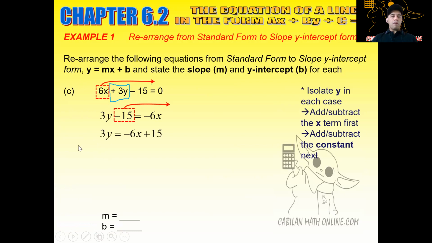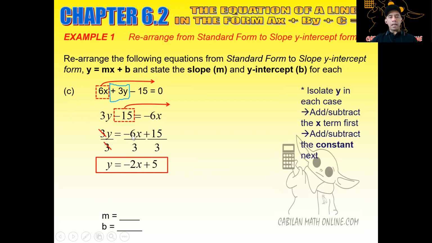Now in this last step, again, what you want to do is isolate the y. So you just need to divide every single term by the coefficient, which in this case is 3. The good thing about this one is that when you divide the -6x/3 and the 15/3, it gives us whole numbers. So the final answer for this will be y equals -2x plus 5.